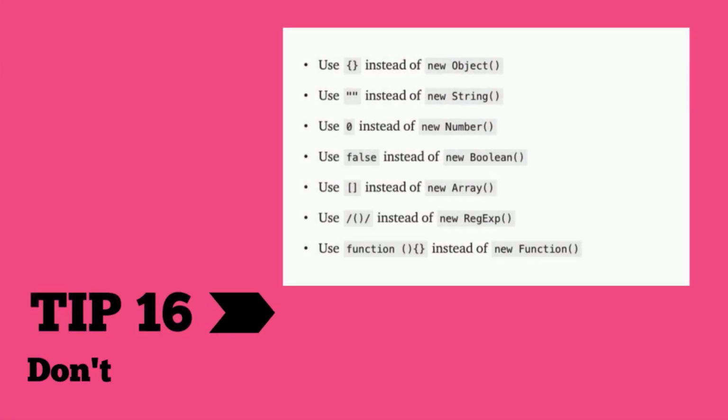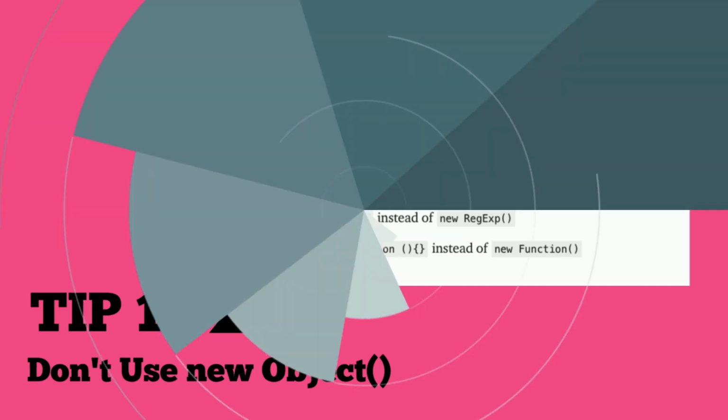16. Don't use new object. Use curly braces instead of new object. Use quotes instead of new string. Use 0 instead of new number. Use false instead of new boolean. Use square braces instead of new array. Use this instead of new regex. Use function expression instead of new function.